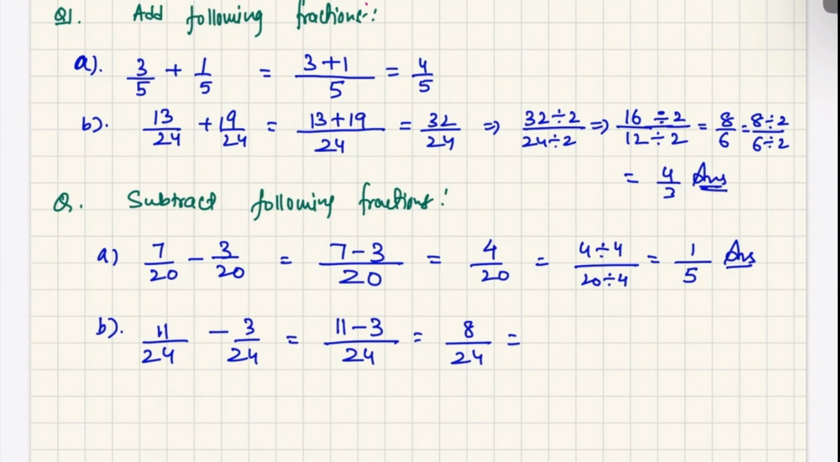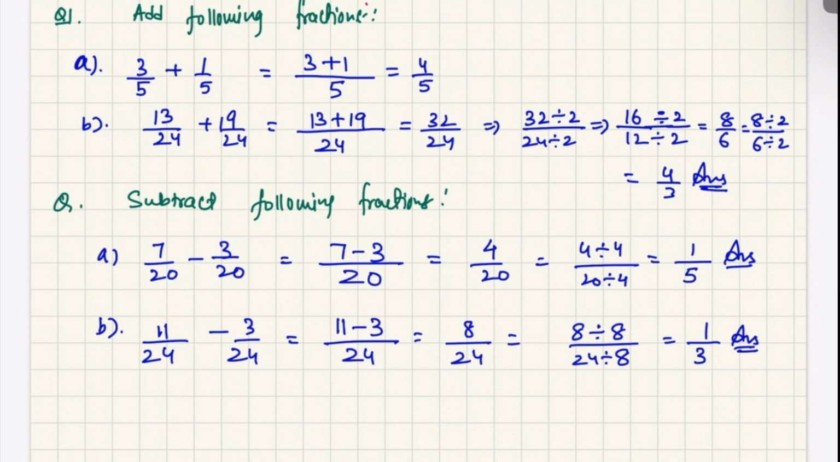I know 24 comes in the table of 8. So both of them can be divided by 8. So 8 divided by 8 and 24 divided by 8. So this is 1 and this is 3. So my final answer is 1 by 3. I hope this is clear to all of you, right? So this is how you add or subtract.